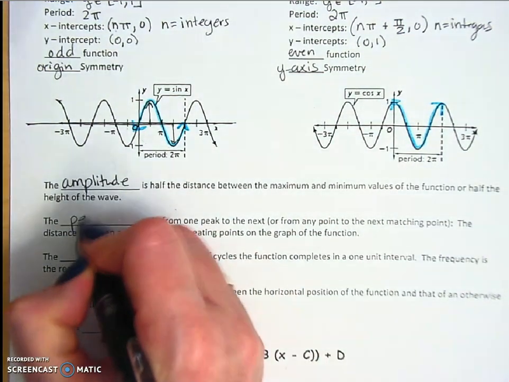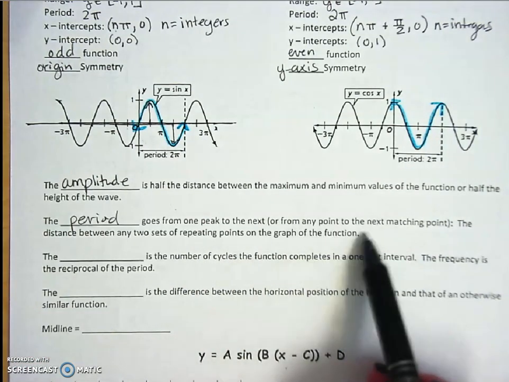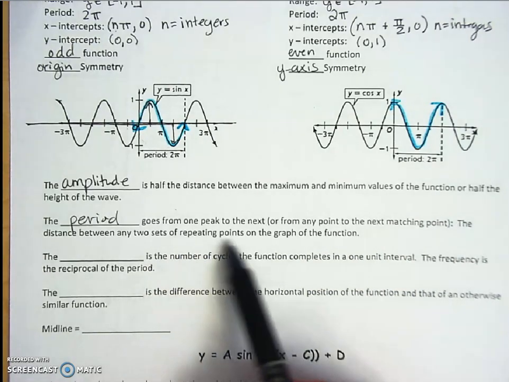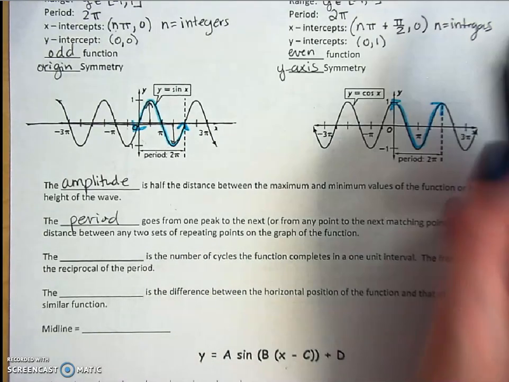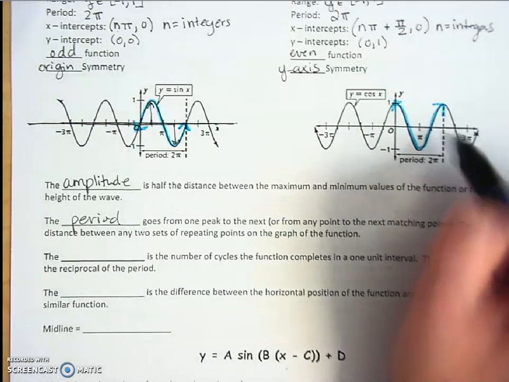The period goes from one peak to the next, or any point to the next matching point. The distance between any two sets of repeating points on the graph of the function. So find the matching point later on down in the graph, and that distance is going to be the period.